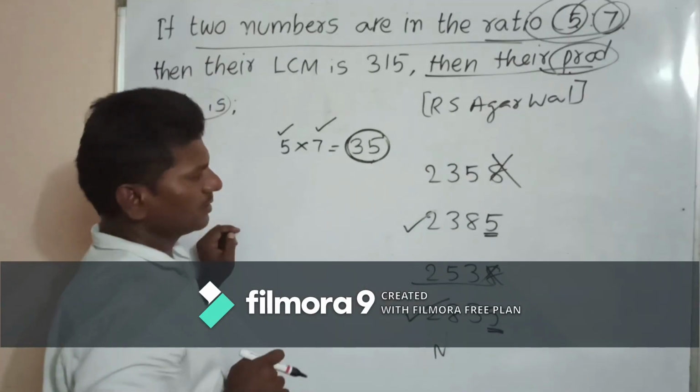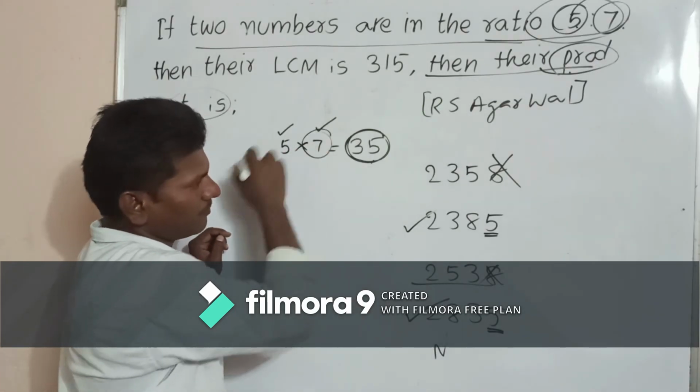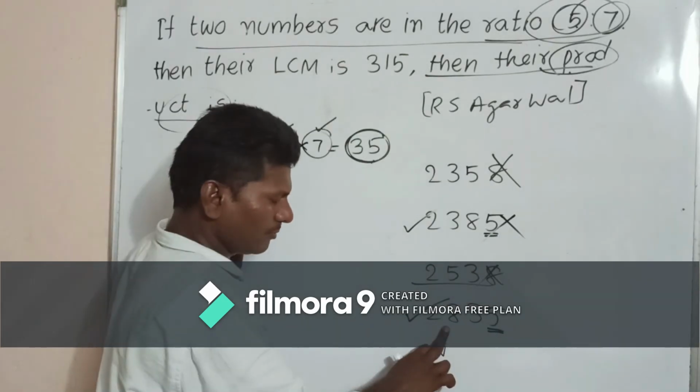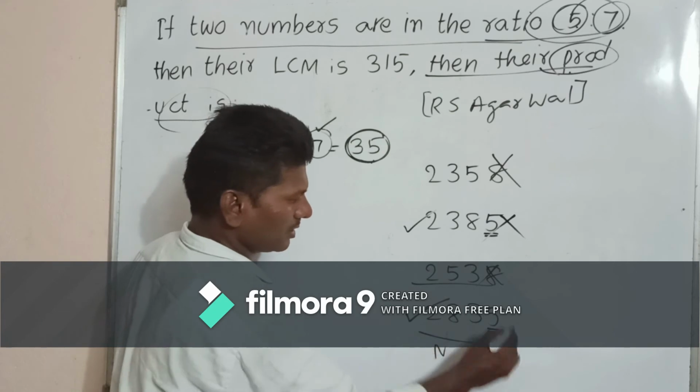Out of these two options, again the correct answer must be divisible by 7. So this number is not divisible by 7 table. This number is divisible by 7. 7 4s are 28, 7 5s are 35. So this is my correct answer.